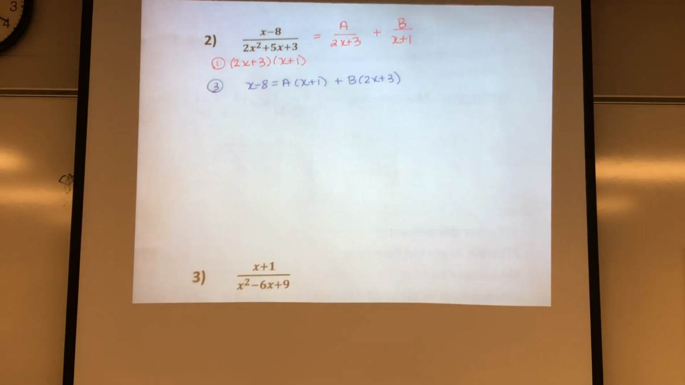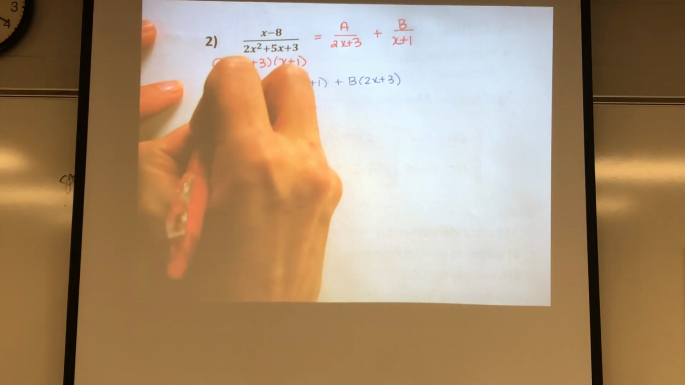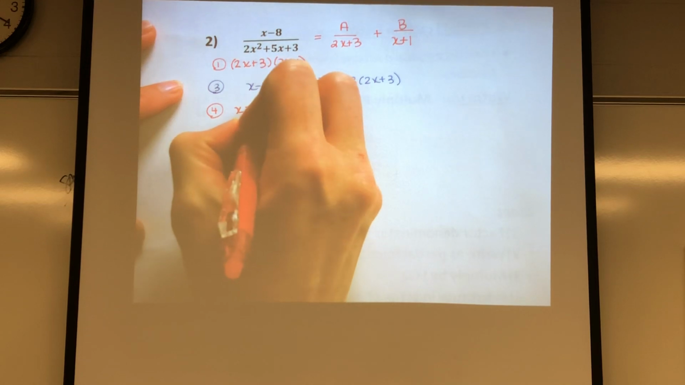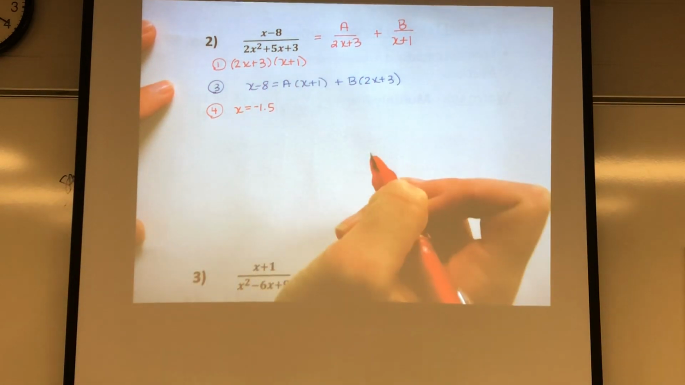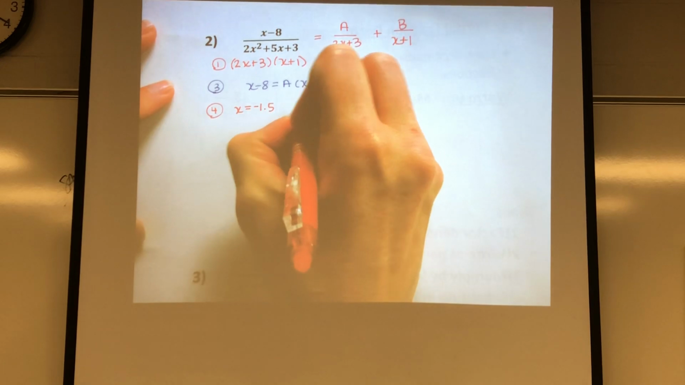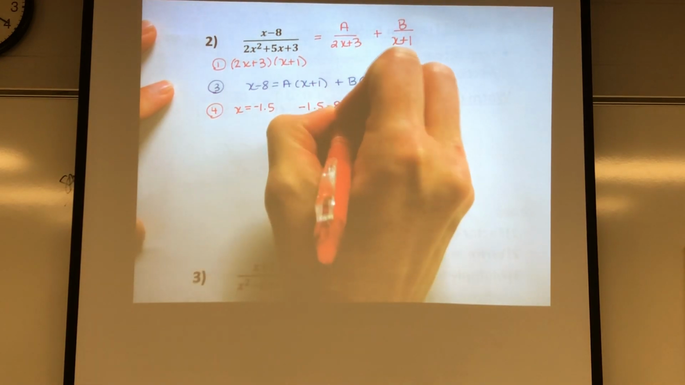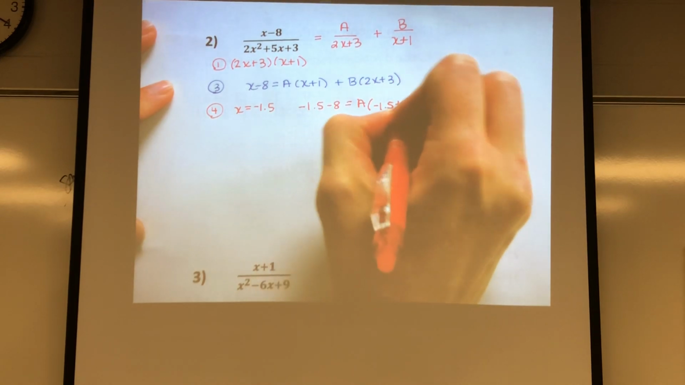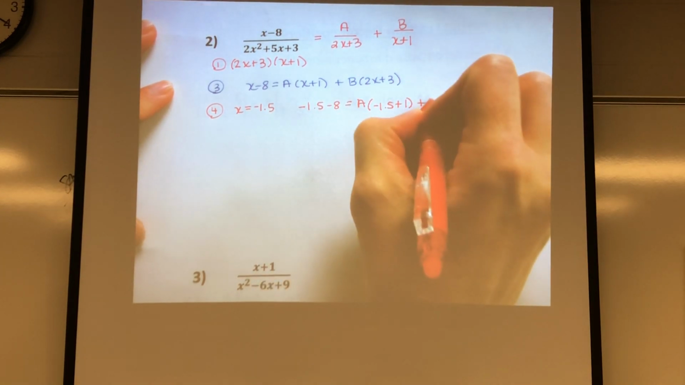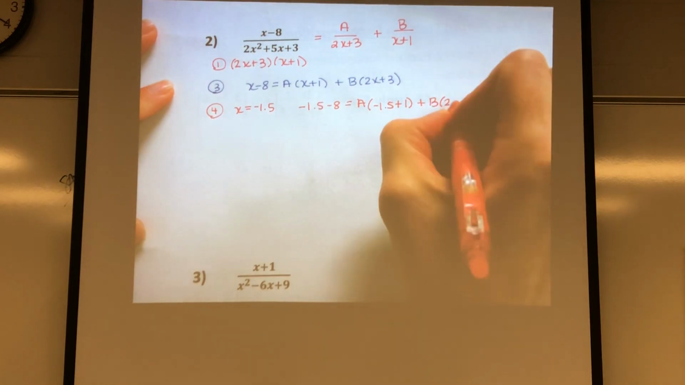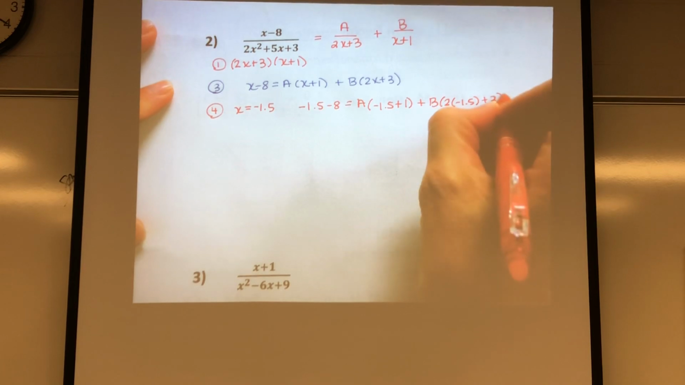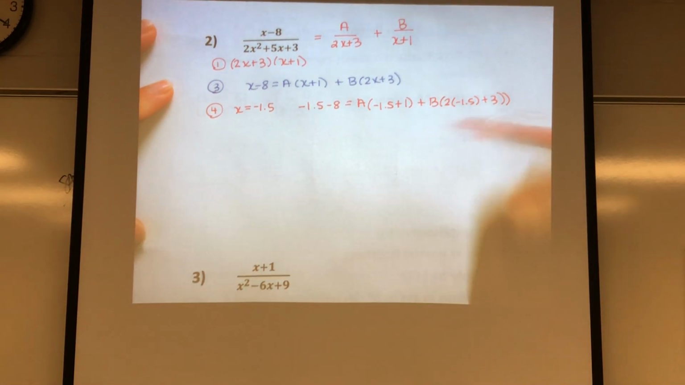All right, then we're going to substitute in the zeros. So step 4, substituting those in. Let's start with the 0 of this first one. Looks like x would be -3/2 or -1.5 that we're going to substitute in. So -1.5 minus 8 equals A times -1.5 plus 1 plus B times 2 times -1.5 plus 3. Double parenthesis there. Oh, I think that was too many.